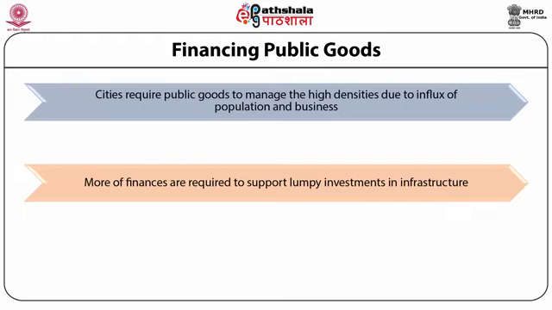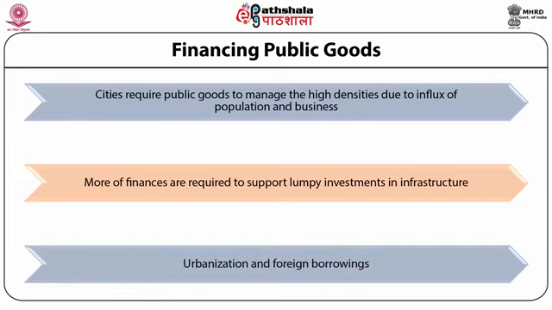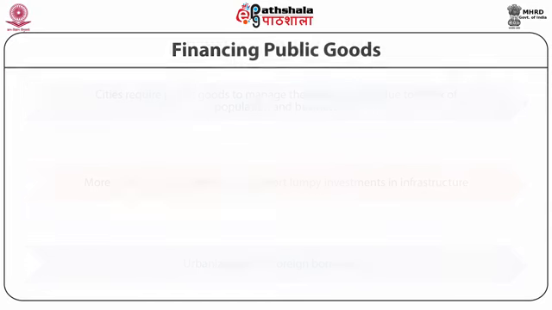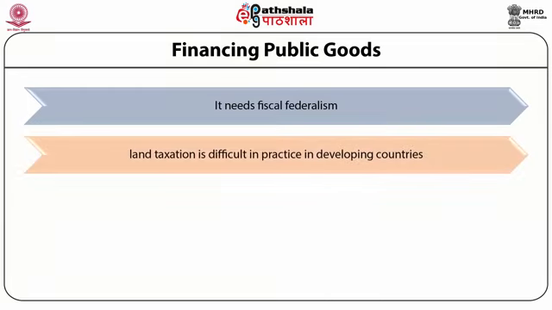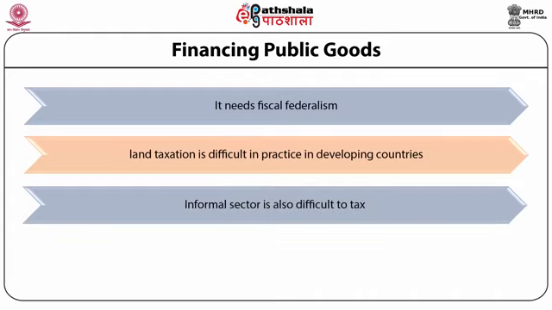As the developing economies generally have fewer resources, there is a historical tendency for urbanization to coincide with foreign borrowings. In the best of circumstances, help is sought from national governments. The devolution of resources from the central pool necessitates fiscal federalism. In theory, optimal land taxation could be used to finance local public goods, but doing so is difficult in practice in developing countries. Cities in low-income countries have large informal economies that are difficult to tax.